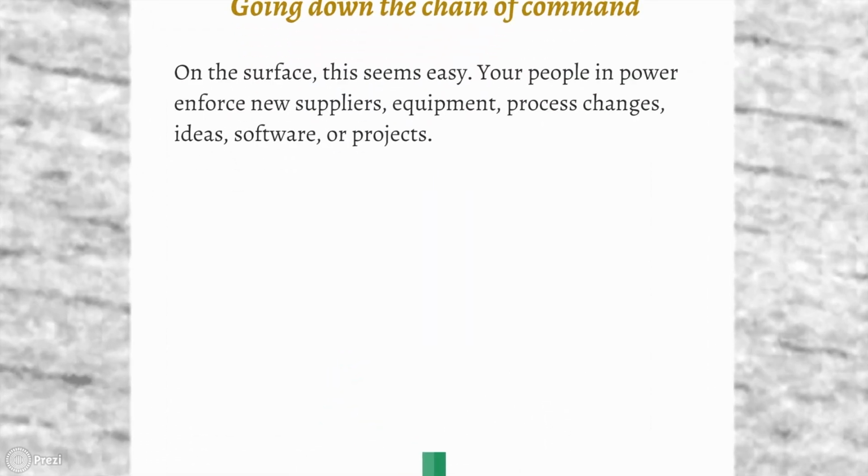Next, we're going to talk about going down the chain of command. On the surface, this seems easy. The people that are in power that you're working with, they just enforce new suppliers, equipment, process changes, ideas, software, or projects. They enforce the stuff that you sell, and the rest of the people just have to deal with it.